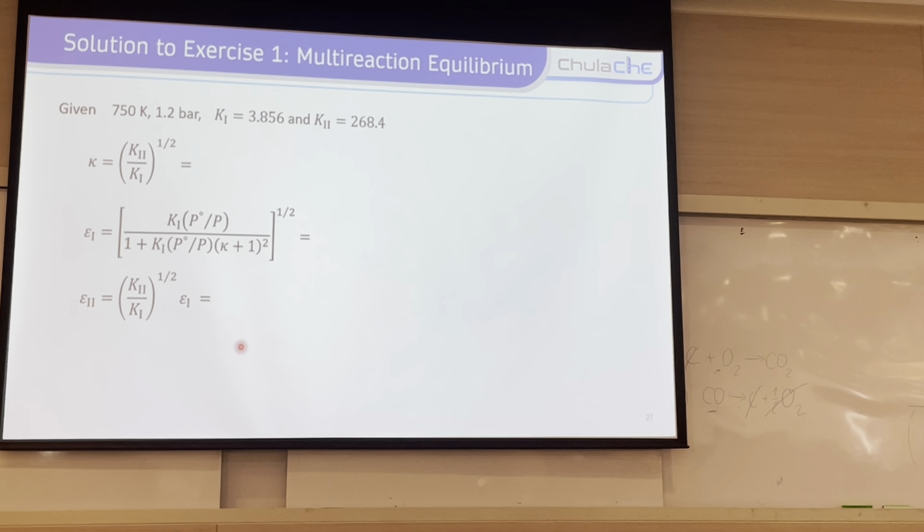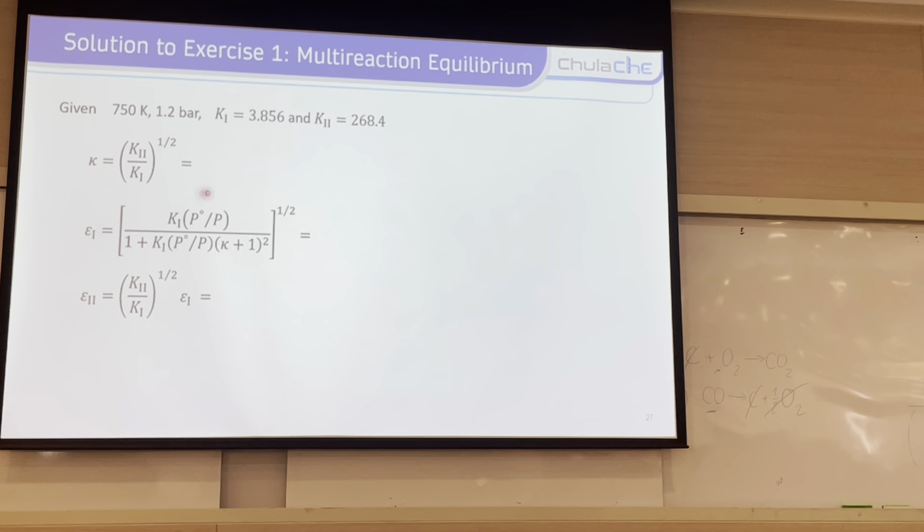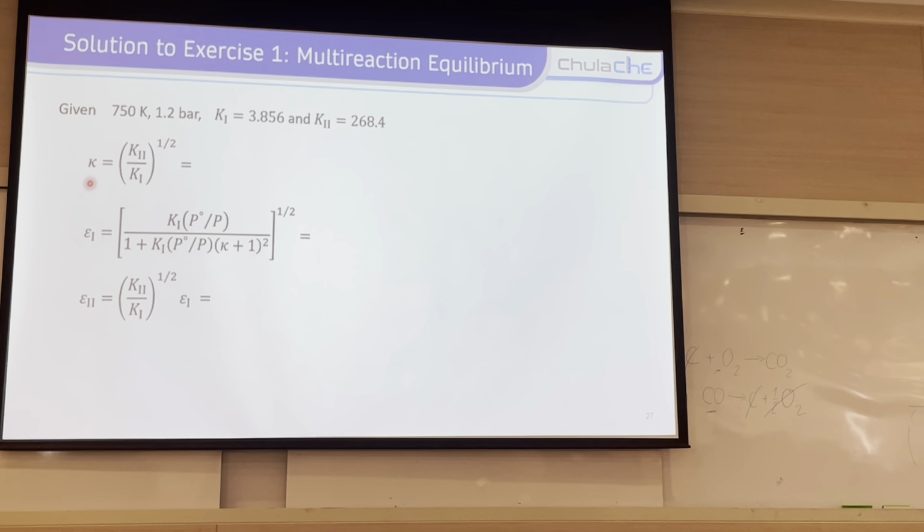So now you have two equations, two unknown parameters. You know the equilibrium constant for both reactions, so you can calculate the kappa. The kappa is a constant, in this case, at constant temperature. So you calculate the kappa here, I just substitute the value back into this equation. If you use the calculator, you can get the number 8.342.